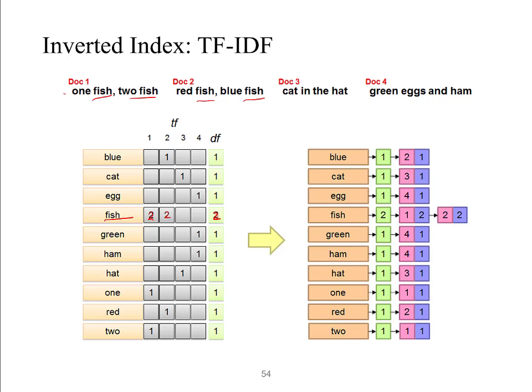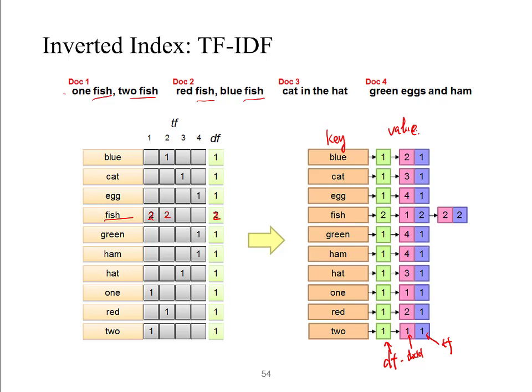Then you build this inverted index, with this as the key and this as the value. For the value, you put the DF first and then a posting list, where the pink one is the document ID and the blue one is the term frequency.